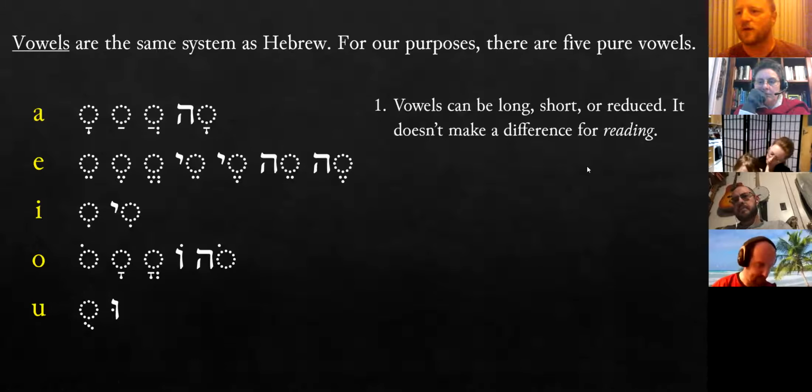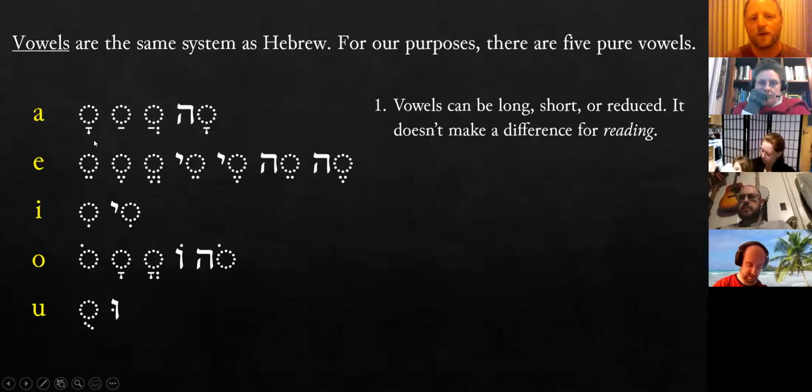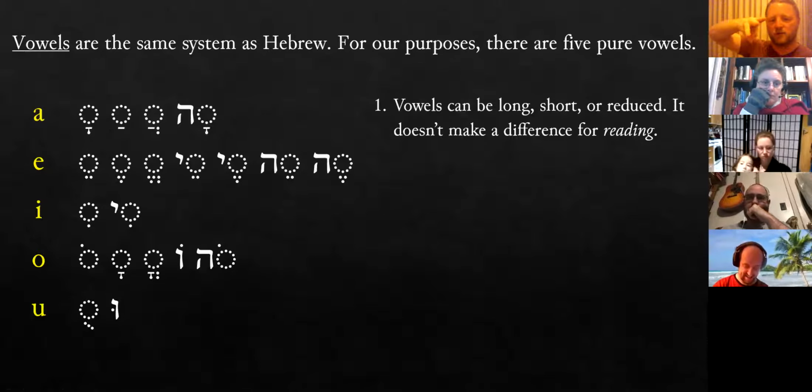So the first thing I want to comment here is that vowels can be long, short, or reduced. If you look at the first vowel in each line, these are the long ones. The second one will be short. The E vowel and U vowel, like the letter I and the letter U, don't have short versions. The single dot underneath and the three dots diagonal are both long and short. They can be used in either situation.